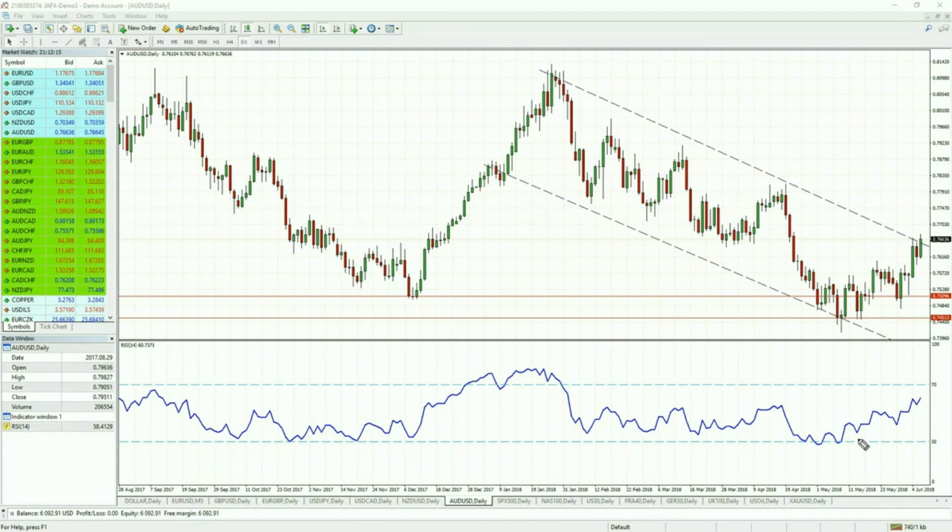Okay, so it is approaching in a structured way or method up towards our 70 level. So perhaps we just need this to trend up just a little bit more in and around these prices to look for some technical confluence to confirm that this is a sell signal.